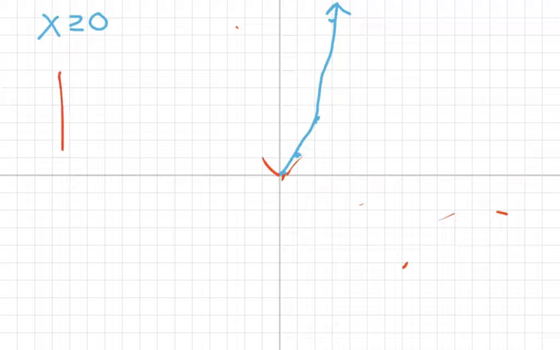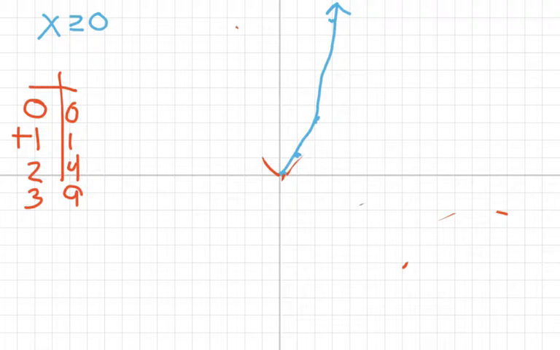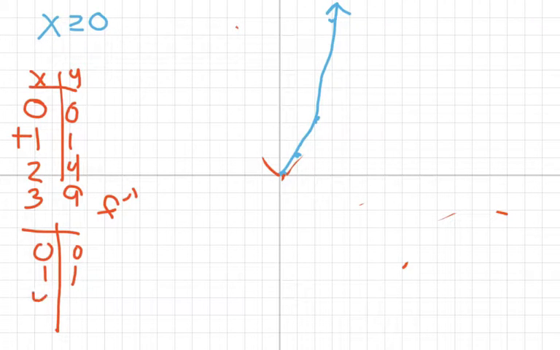That means for my table of values, I'm just using 0, -1, positive 1, 2, 3, and so forth. So 0, 1, 4, and 9. Now to do the inverse, what you do is switch the x and the y's. So f inverse would be 0, 0, 1, 1, 4, 2, and 9, 3.